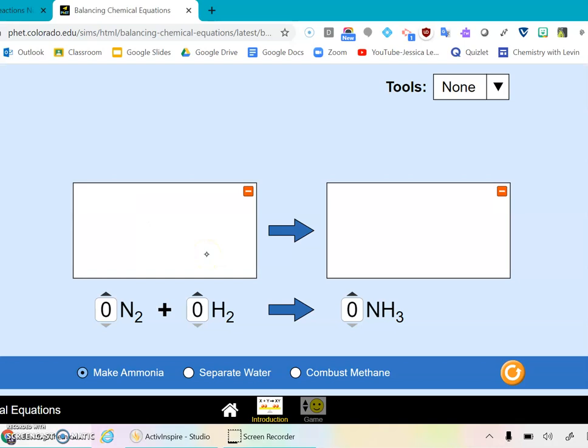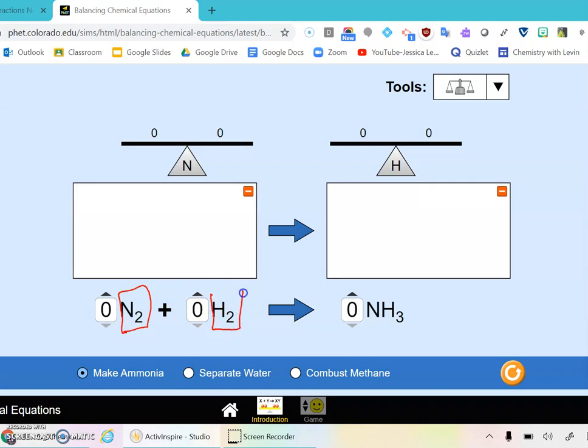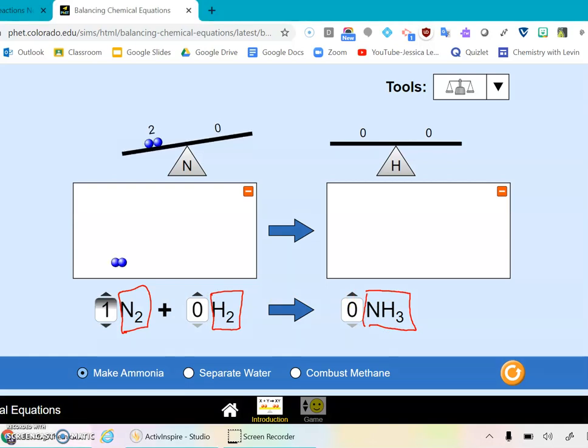All right, so it introduces by making ammonia, separating water, or combusting methane like we just saw. And then it allows for you to look at different tools. I personally like having the scales here. So here's our skeletal equation. We have our N2 right here, and we have our H2, and we need NH3 on the other side. So I'm going to add an N2, I'm going to add an H2, and I'm going to add NH3.